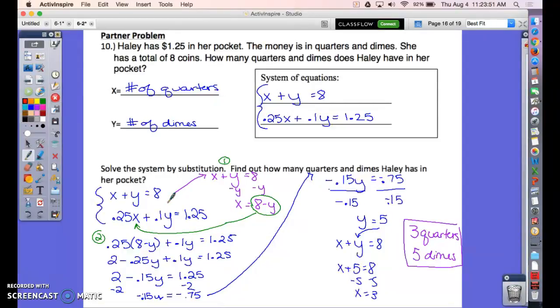Once you solve for y, and I had to carry my work over here, I got y equals 5. Then I would plug it back into one of your original equations to find x. Definitely the first one is going to be easier than the second equation. So I figured out that she must have 3 quarters and 5 dimes.